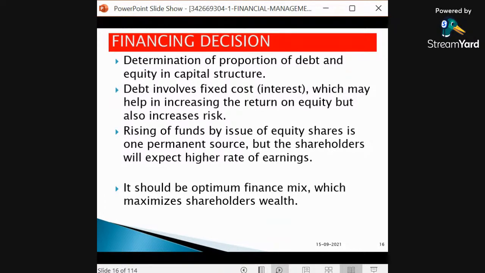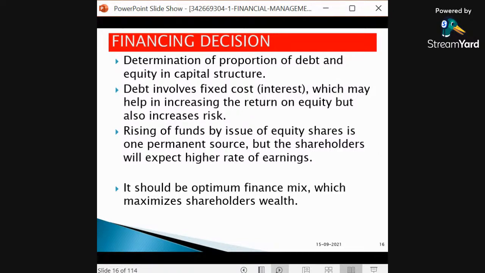So when you're dealing with financing decision, the determination of proportion of debt and equity in capital structure, the debt also involves fixed costs or interest, which may help in increasing the return on equity, but also increases risks. And you're also dealing with raising of funds by issue of equity shares. It is one permanent source, but the shareholders will expect higher rates of earnings.